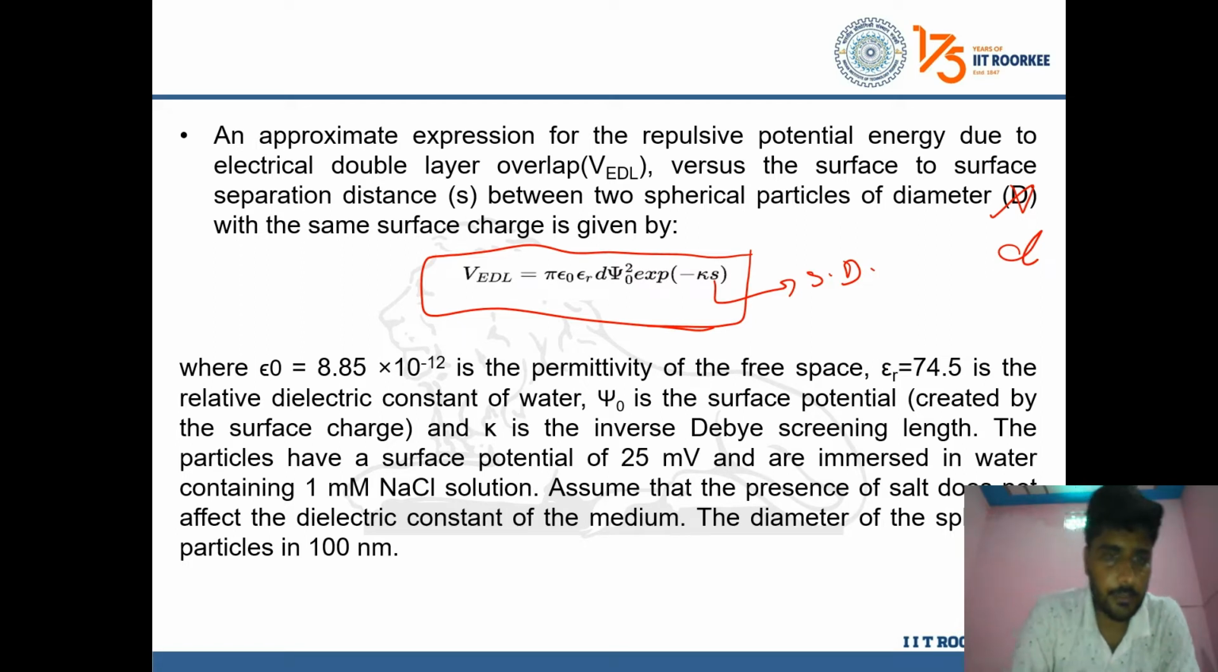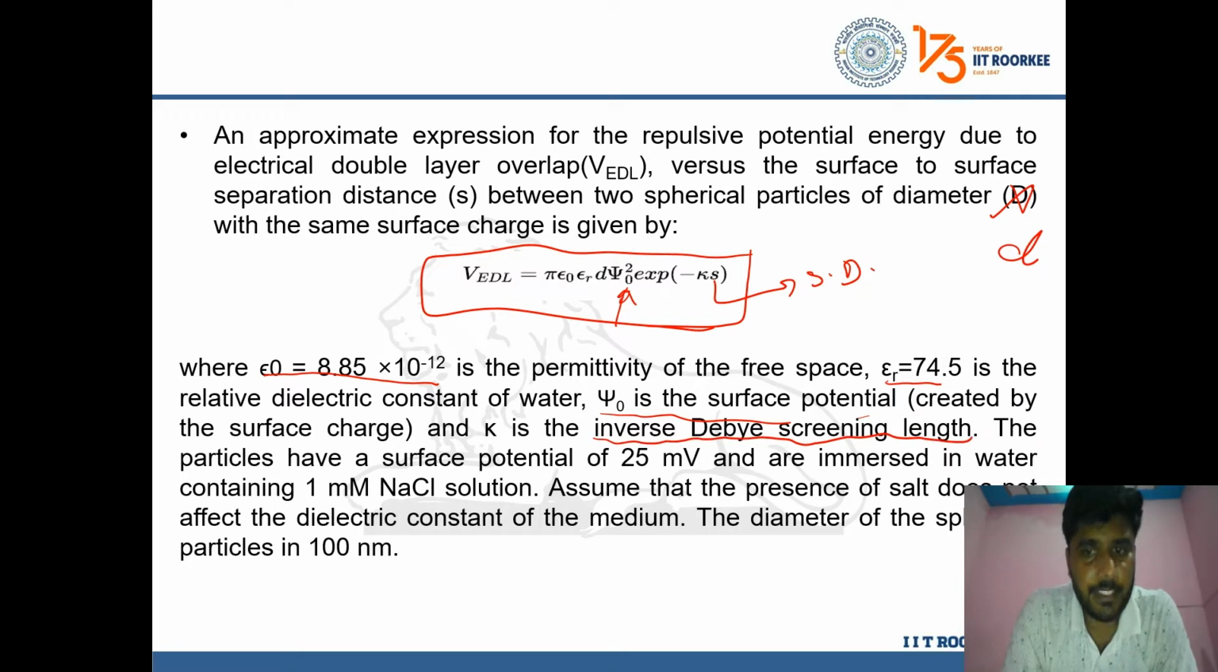So these are the standard values you are given. The permittivity of the space, and this is the relative permittivity of water, and psi naught is the surface potential, and kappa is the inverse Debye screening length. Or you can say 1 upon kappa, that is the Debye screening length, that's why it is called inverse Debye screening length.